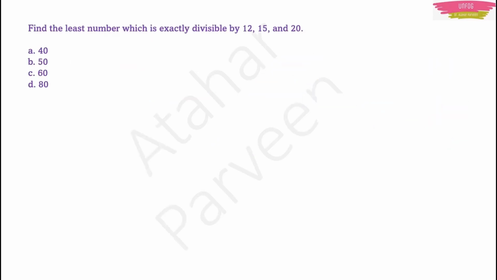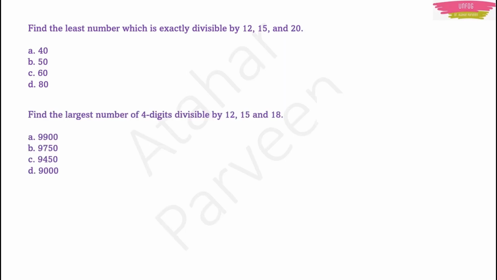Next, this type of question may also be asked. Find the least number which is exactly divisible by 12, 15 and 20. Whenever you get this word least, LCM should come to your mind. Least number means they are talking about LCM. I want you all to calculate the LCM for 12, 15 and 20 and let me know the right answer in the comment section. The right answer will be among these 4 options. I am waiting for your comments. I will not solve this sum here. I will move on.